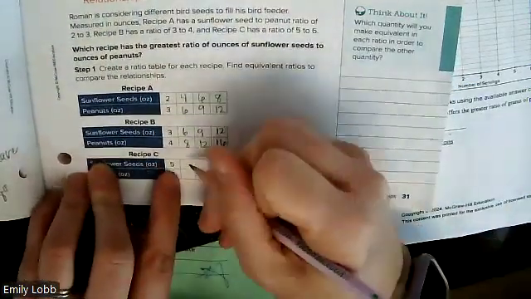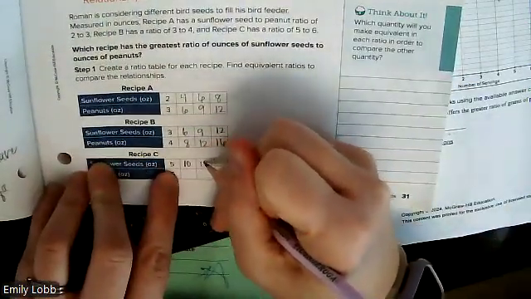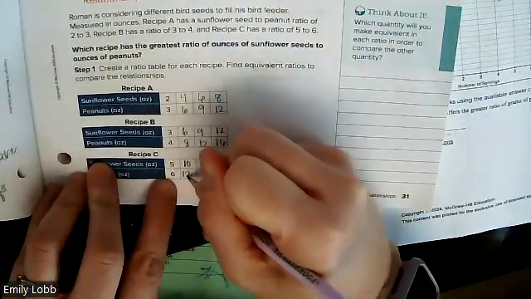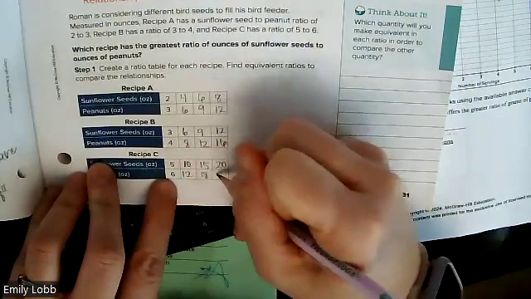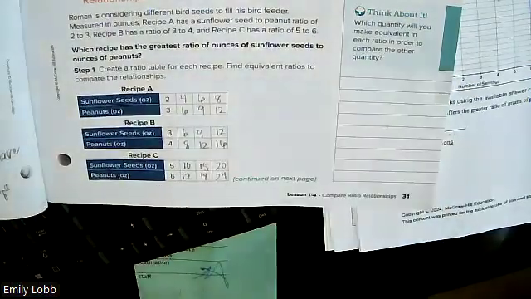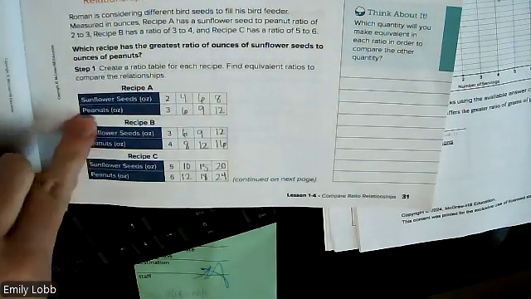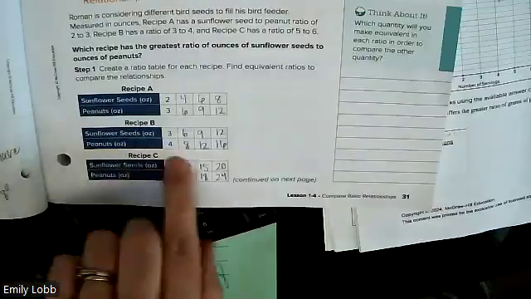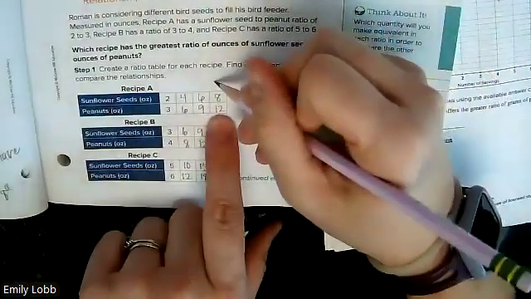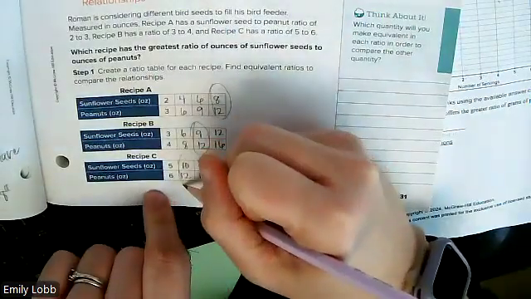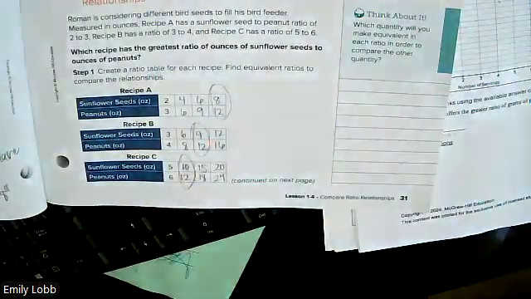And then if these are going up by 5, 10, 15, 20, these are going up by 6s: 6, 12, 18, 24. And you notice that they all have the same number of ounces of peanuts in one of them. So here's a 12, here's a 12, here's a 12.